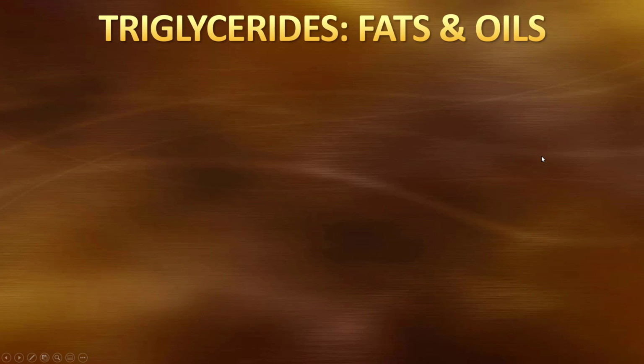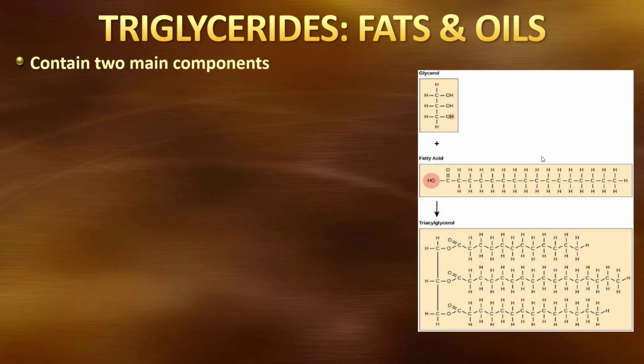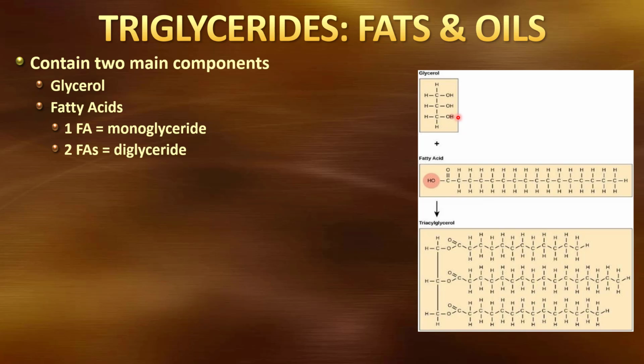Let's first take a look at triglycerides, the fats and the oils. We have two main components to triglycerides. The first is a glycerol backbone. Glycerol is a 3-carbon compound we see pictured here. Then we will attach fatty acids onto where we see these OH groups here. So if we attach one fatty acid, which we see down here, we bring this up and attach it there. We have a monoglyceride. If we attach 2 fatty acids, so we would attach another one in this position, we would have a diglyceride. If we attach 3 fatty acids, we have a triglyceride, which is really more technically referred to as triacylglycerol.